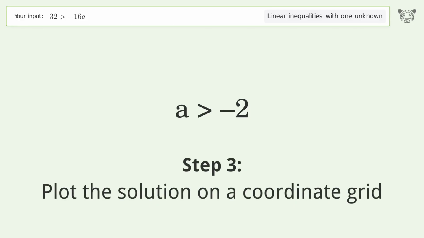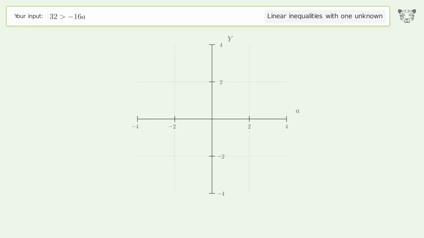Plot the solution on a coordinate grid. And so the final result is a greater than -2.